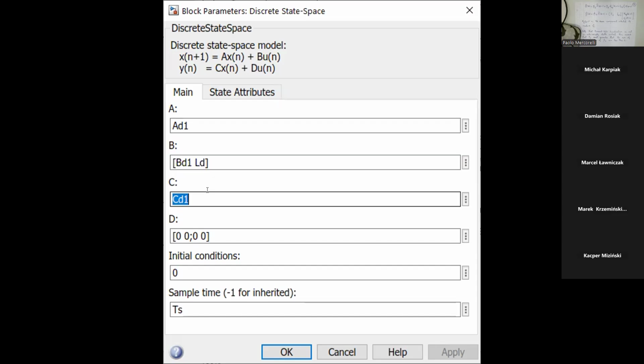CD1, in this case, is an identity matrix, because I would like to look for both. And D is the 2 times 2 matrix with 0. Why that? Because we don't have connection between output and input. The number of rows of D equals the number of rows of CD1, and the number of columns equals the number of columns of B. But it is very important to observe the form of this B, which consists of two columns.